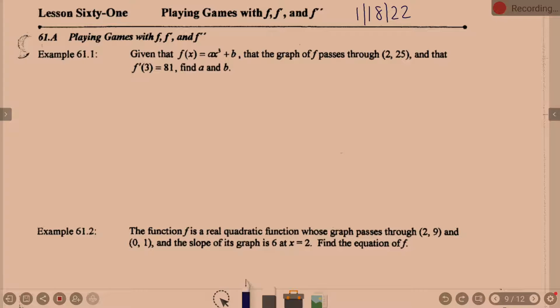Given that f of x is ax cubed plus b, that the graph of f passes through (2, 25), and that f prime of 3 is equal to 81, find a and b.